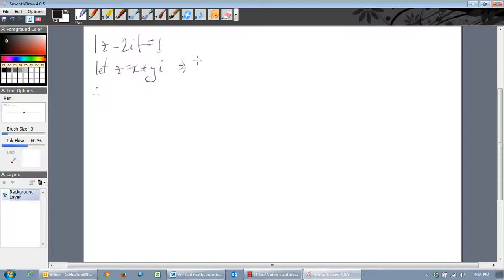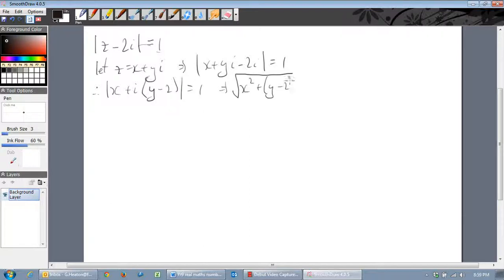I just need to use as much space as possible. The modulus of x plus yi minus 2i equals 1. I'll leave space there for the graph. Let's put the real parts in. The real part is x, and the imaginary part is y minus 2, equals 1. Therefore, the square root of, remember what a modulus means, the square root of the real squared plus the imaginary squared. So that'll be the square root of x squared plus (y minus 2) squared, equal to 1.